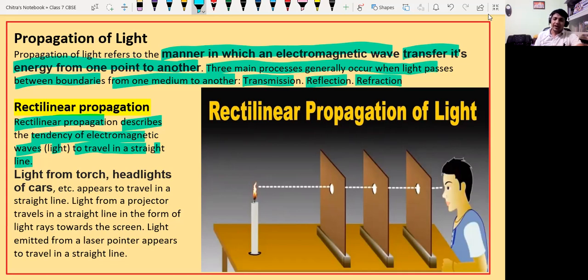Light from a torch or the headlight of a car appears to travel in a straight line. These are examples by which we can understand whether light is traveling along a straight line path or not. If you light up a torch, or observe the headlight of a car or bike, they appear to travel in a straight line path. Even laser light, which most students must have, in red, blue or sometimes green color, you will observe in the dark travels along a straight line path.